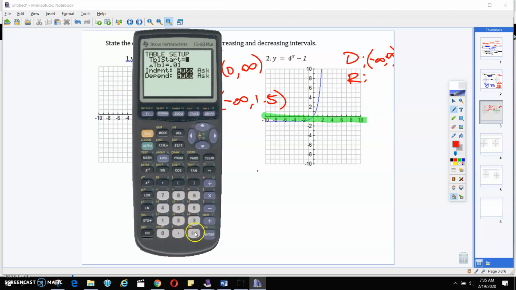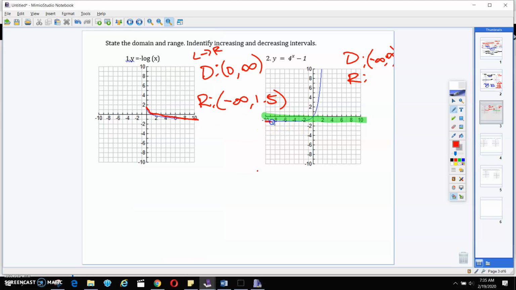Let me change my table set really quick. So if I go into my table, I can increase my x values forever and always, right? Okay. All right. For range, we're going to look at our farthest down y value. What's our farthest down y value? Negative 1, right? Okay.